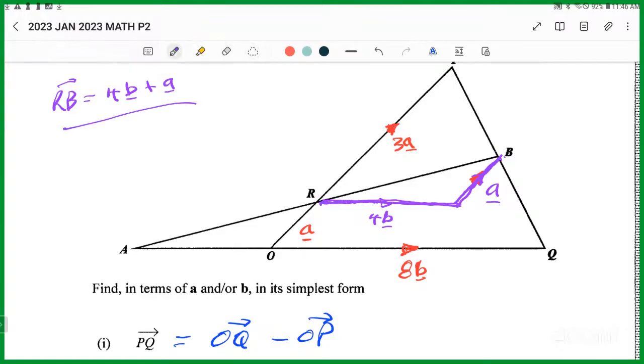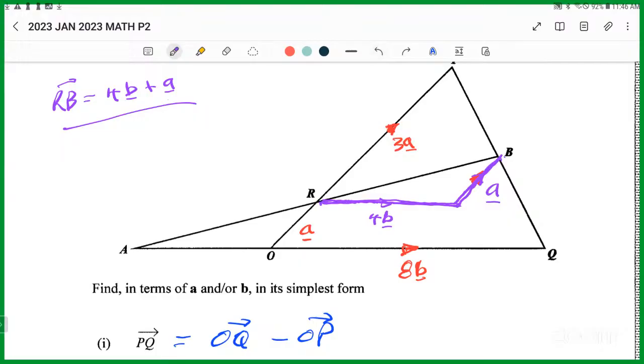No, I'm saying you don't need to draw this on the exam, you know. I'm just saying you can use that to do a little check if the answer that I get is correct. Look, 4b plus a will take you from R to B, and it does on this little sketch right here. So you can accept that answer.